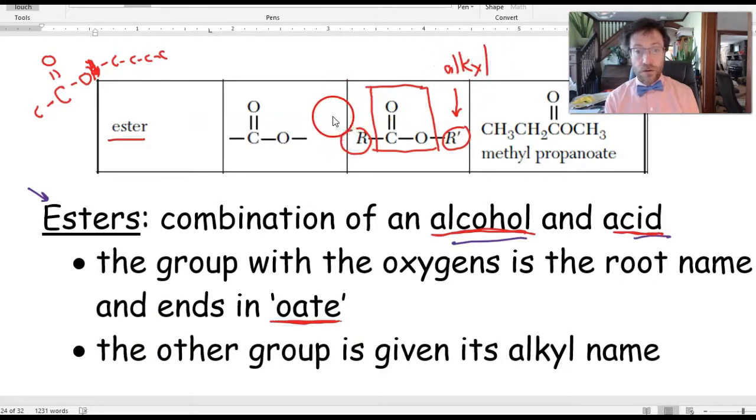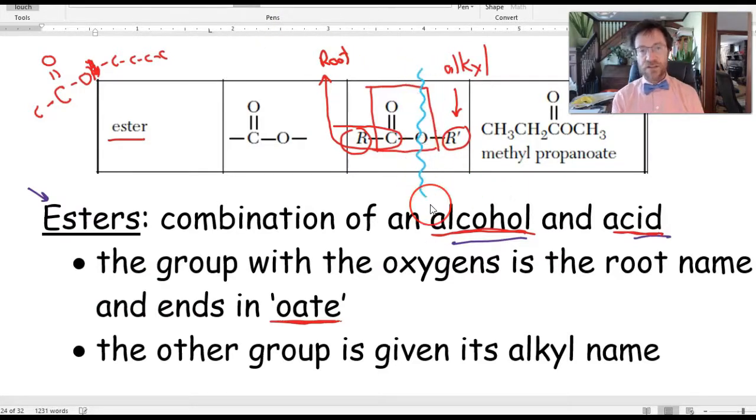So this is your root, and this is the alkyl. I said here the group with the oxygens. So the way you can tell which is the root and which is the alkyl group is you take that oxygen right there, and we're going to cut this thing right down the oxygen. Because that's a nice middle indicator. Look on one side, look on the other. The side that has the double bonded oxygen, that's how you know it's the root name. Got it? We'll do this a couple times. I think it'll make a little more sense to you.